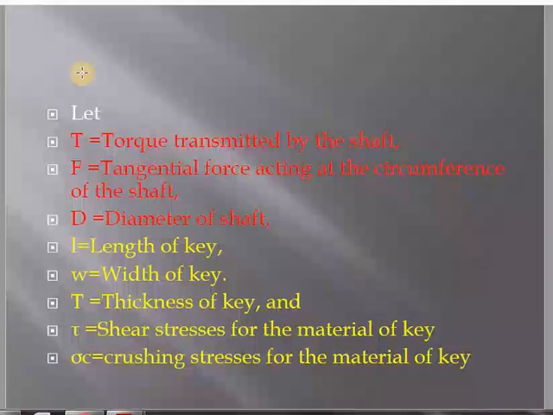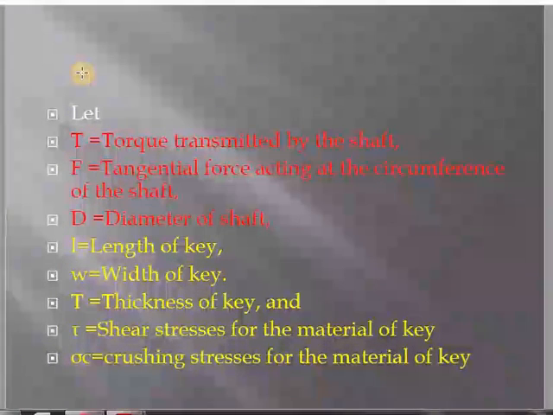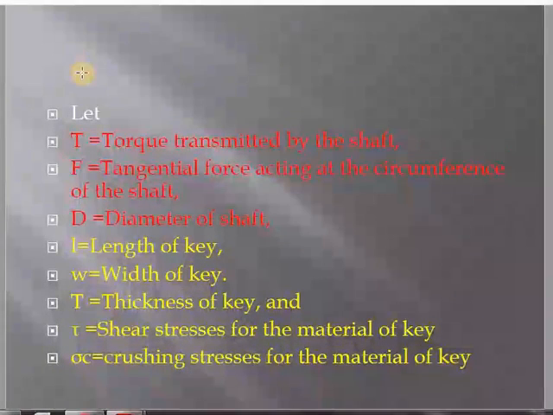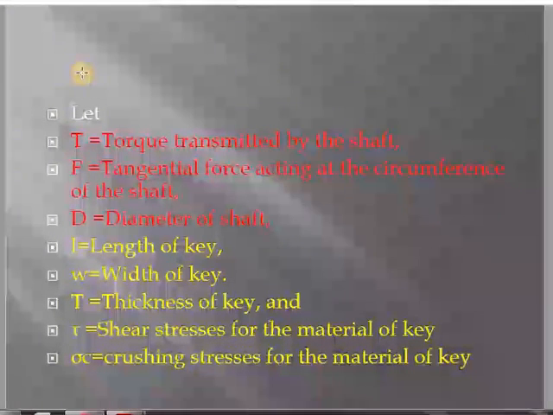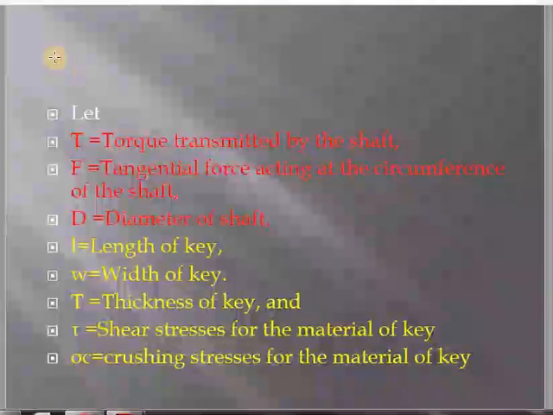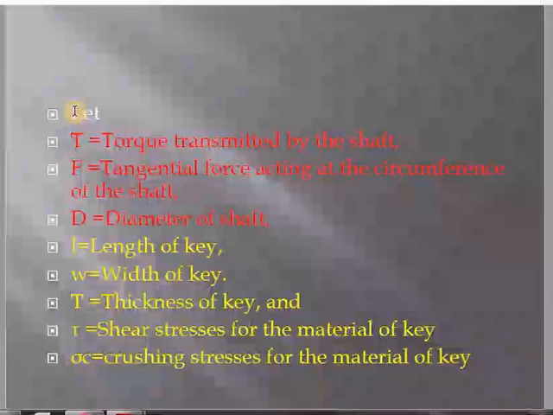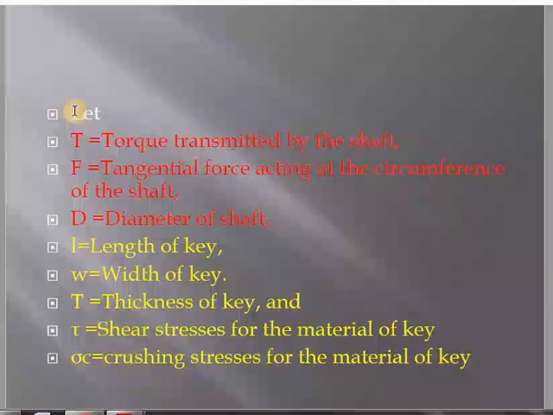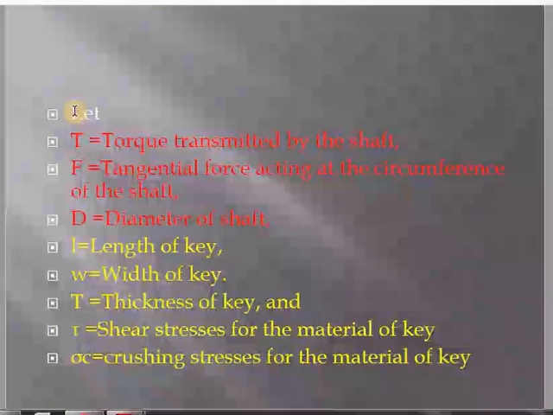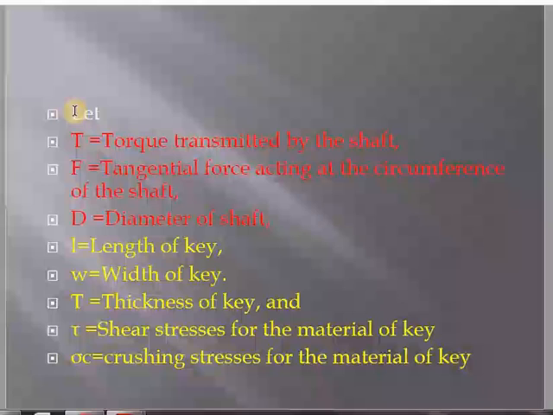So let us take the torque transmitted by the shaft as capital T, F as the tangential force which is acting on the circumference of the shaft, and D as the diameter of the shaft, the length of the key as L, W as the width of the key, and small t as the thickness of the key. Tau is the shear stress for the material of the key, and sigma c is the crushing stress for the material of the key.